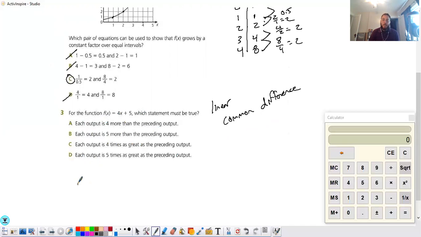So if it's linear, we're not looking at anything that has to do with times, because that's going to be dealing with our exponential functions. And when we want to know how much it's going to increase, the output is always going to increase by whatever our slope is for our line here. So if we look here, the slope is the number in front of the x, which is 4. So that means that each output will increase by 4. So each time we go over 1 on the input, it will increase by 4 on the output.